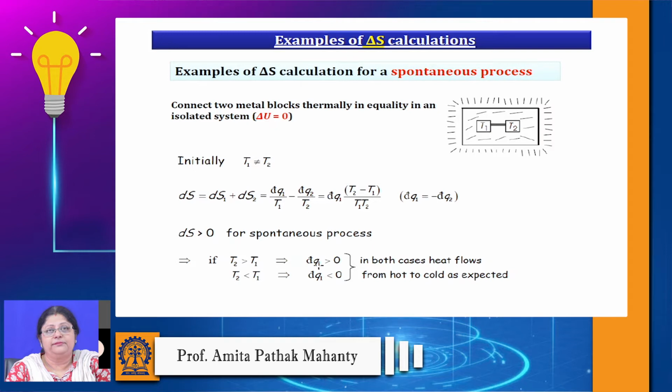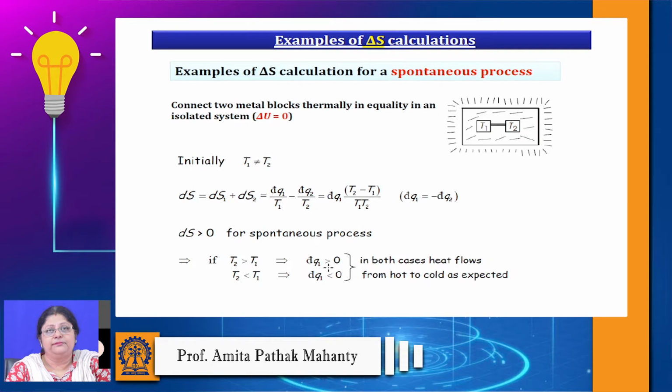means dq1 is greater than 0. Okay, dq1 is greater than 0. And if T1 is greater than T2, then dq1 is going to be less than 0. So greater than 0 and less than 0 is going to give you the direction of the flow of energy in the form of heat.